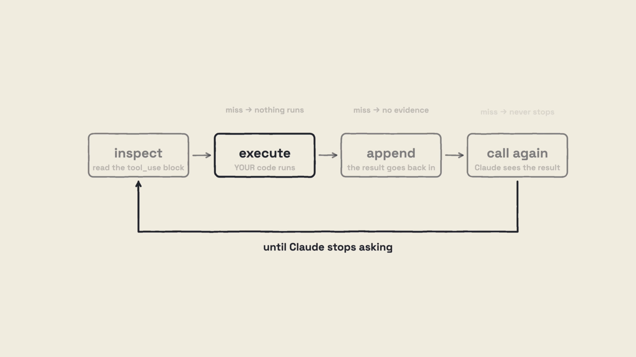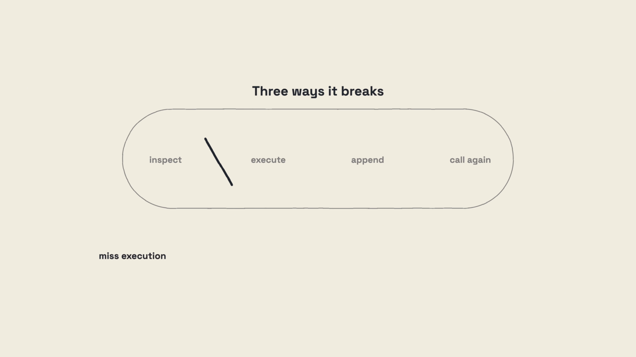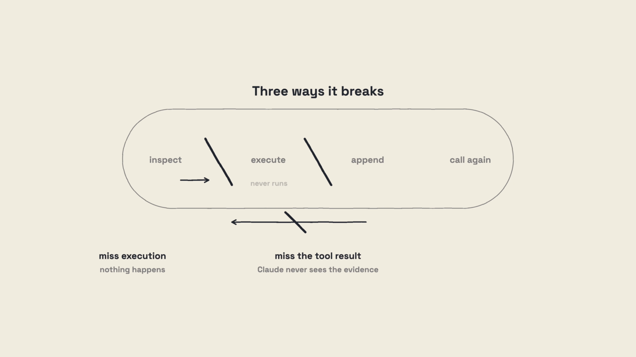This is where people understand the concept and still miss the control flow. Miss execution and nothing happens. Miss the tool result and Claude never receives the evidence. Miss termination control and the workflow may continue after it should stop.